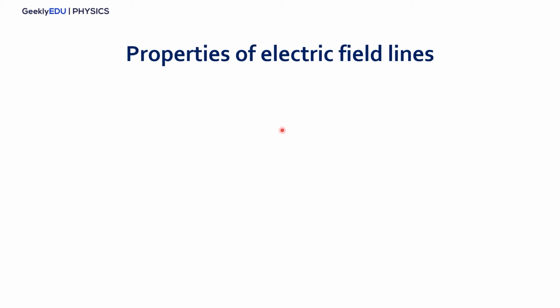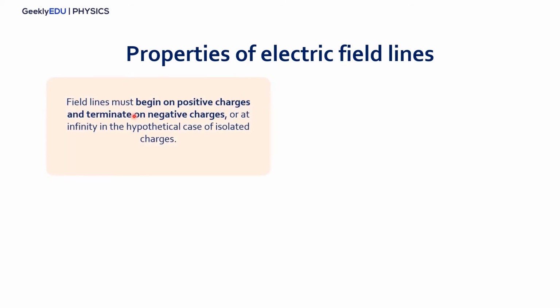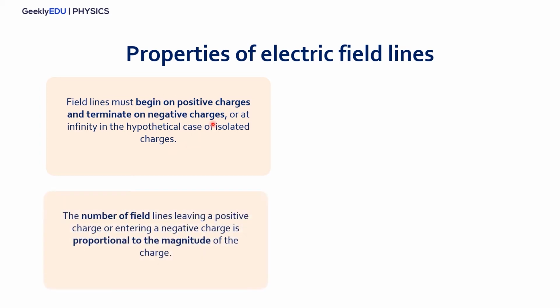Alright, now let's talk about the properties of these field lines. First, we need to know that field lines must begin on positive charges and terminate on negative charges, or at infinity. These are the cases we've seen before in the examples, where we have just an isolated charge. Alright? So begin on positive, terminate on negative.